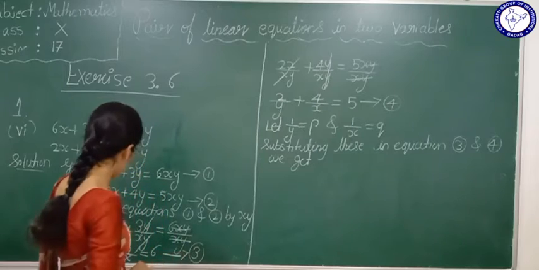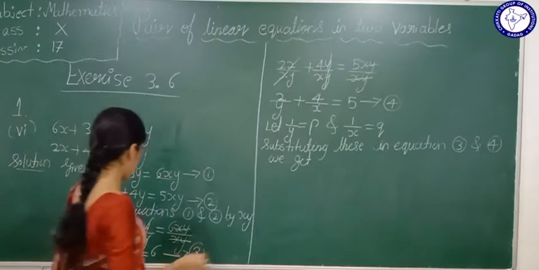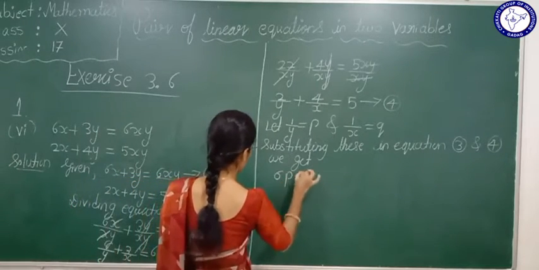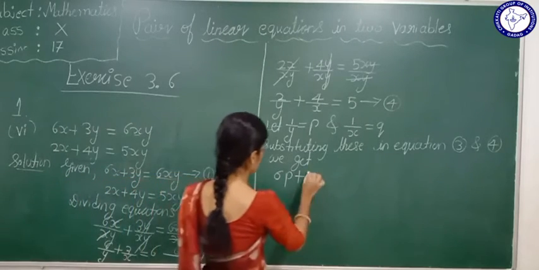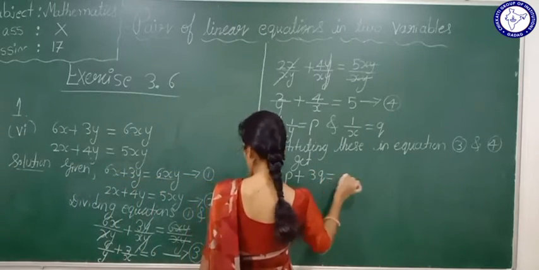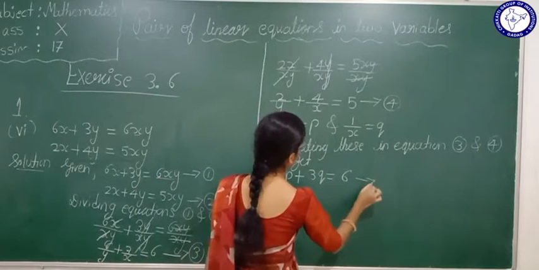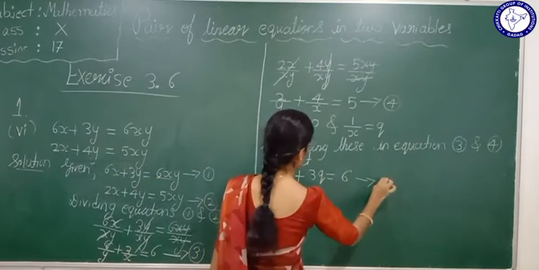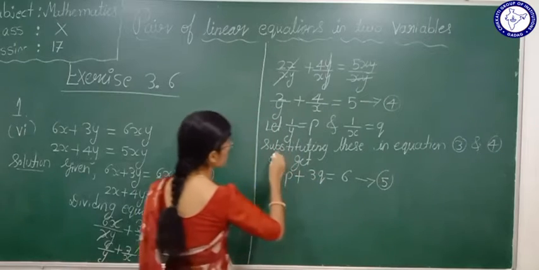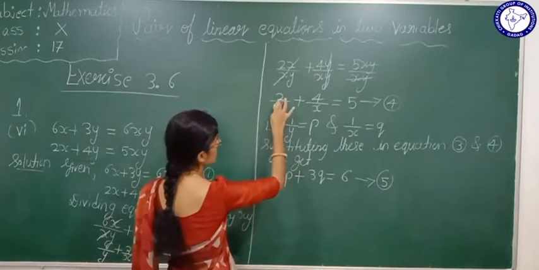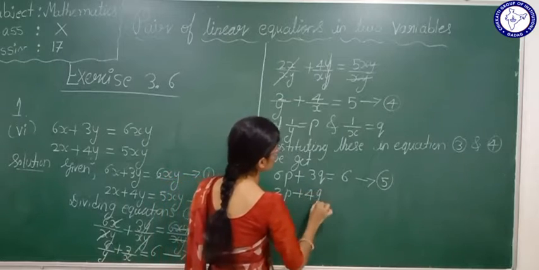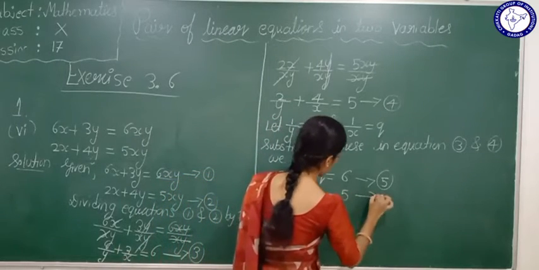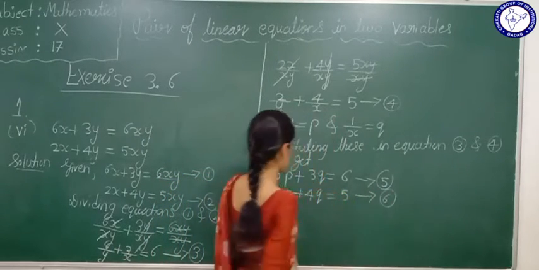it will become 6p plus 3q is equal to 6. Call this equation number 5. Now substitute this in equation 4 also. What will it become? 2p plus 4q is equal to 5. Call it equation number 6.